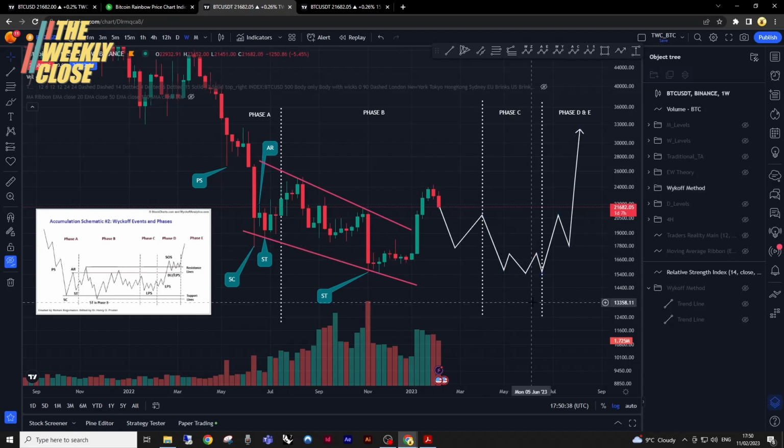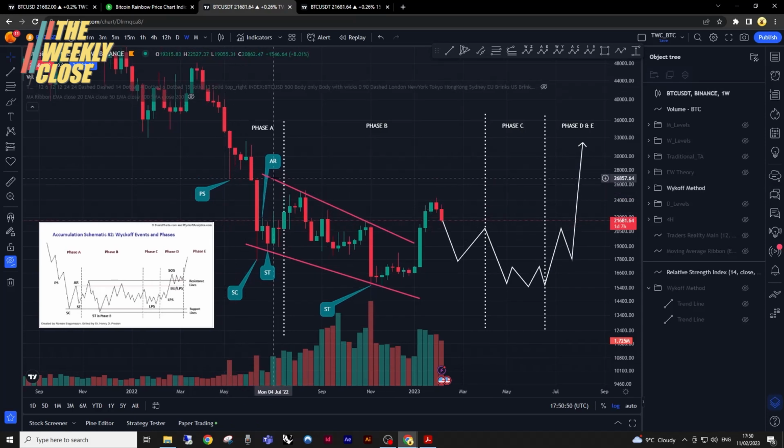Are we going to touch a low, which would be the former resistance line of the larger falling wedge, for a continuation outwards? This notation breaks the accumulation down into five phases. Phase A consists of the preliminary support, dropping down to a selling climax, naturally followed by an automatic rally and a secondary test, which loosely completes phase A.